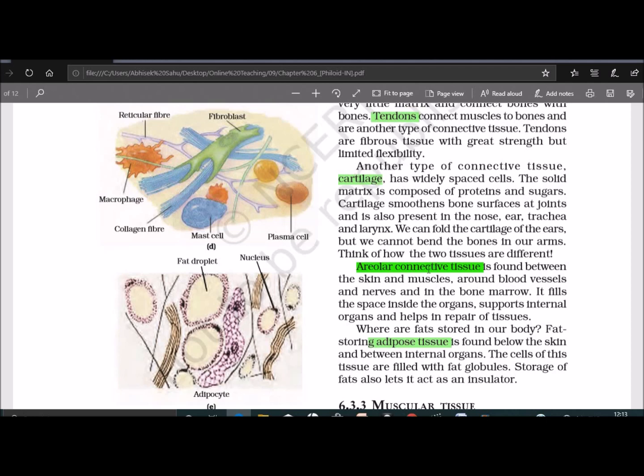The functions of areolar connective tissue are packaging and supportive tissue, repairing the tissue, and joining the skin to the muscles. The last one is adipose tissue. These are round-shaped cells filled with fat globules, and its function is to store fat, act as an insulator, and act as a shock-absorbing cushion around delicate organs like the kidney.